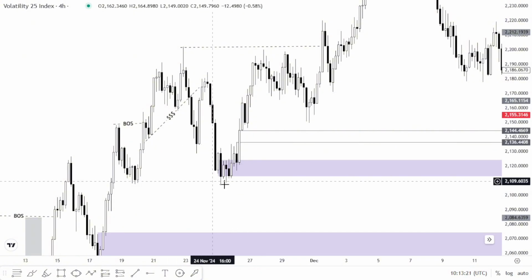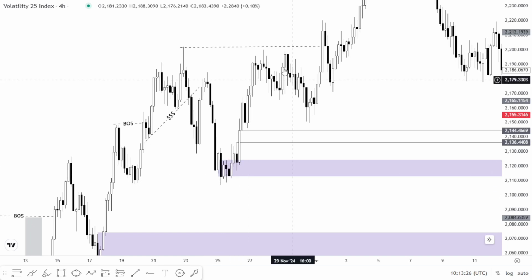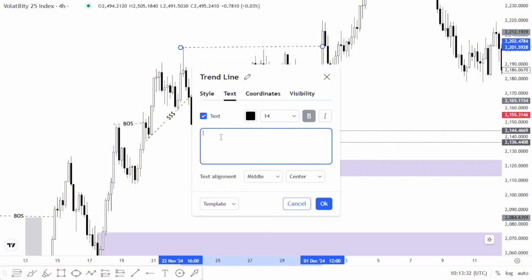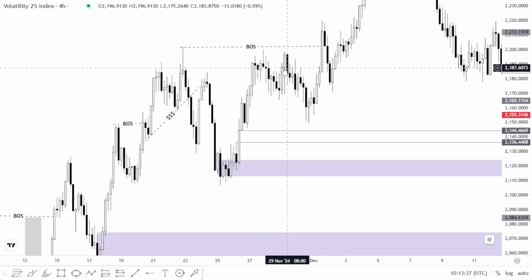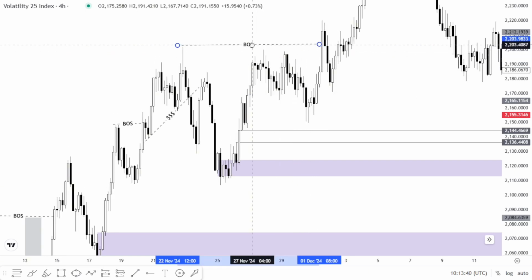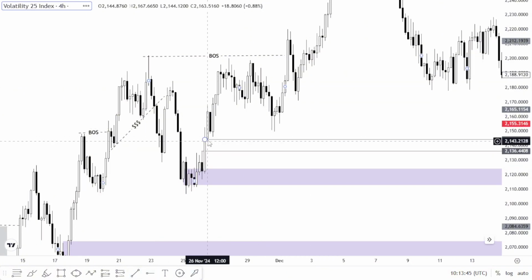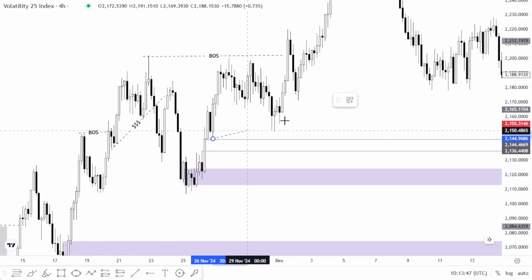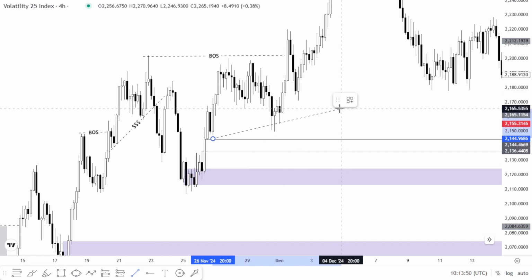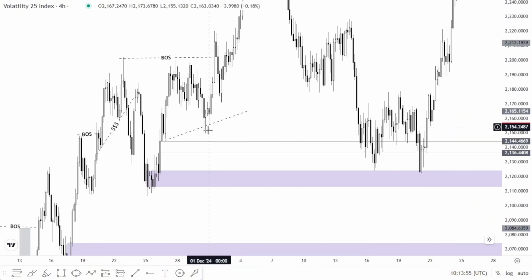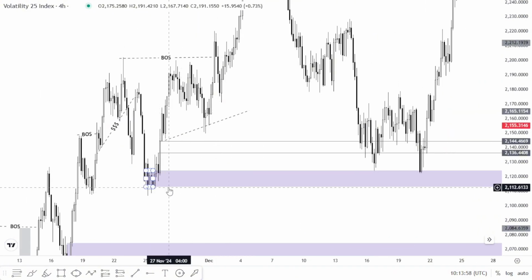Okay, so the reason why we are marking this demand zone is because this is the low that took out this high. Okay, so that's why it's really, really important. It makes it a demand zone. This is the low that took out that high and pushed the market to the upside. And then this becomes our liquidity. Okay, this becomes our liquidity pool. All right, so what happens? The market has to take out that liquidity, and then you see it tapped into our demand zone.